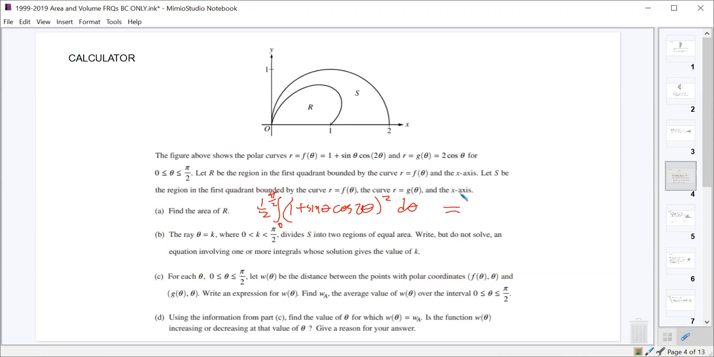What'd you guys get? Should have been 0.648. Yep. Good. And that was actually worth 3 points there. 1 point for the limits, 0 and pi over 2, and the constant of 1/2 out front. 1 point for the stuff inside the integral, and then 1 point for the final answer. Good or no?